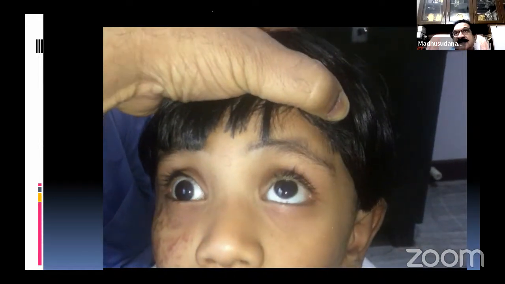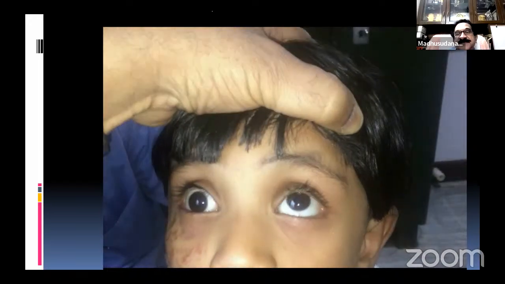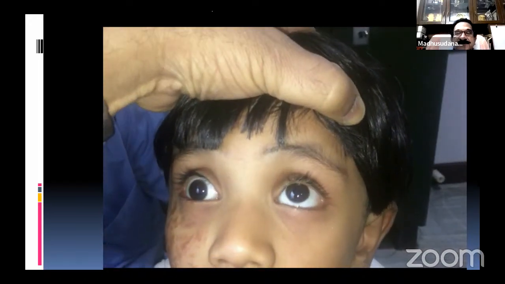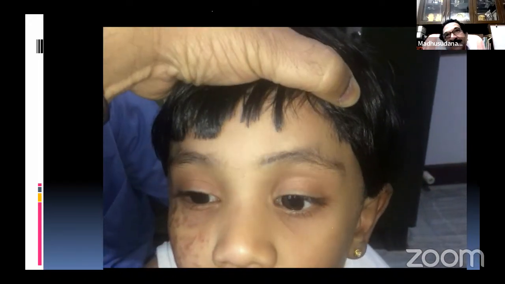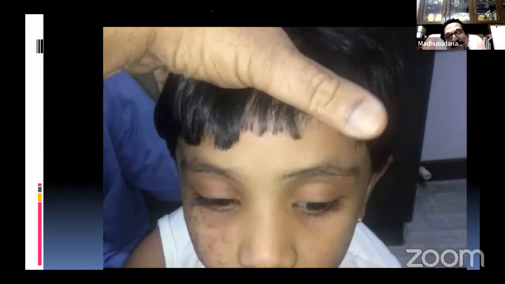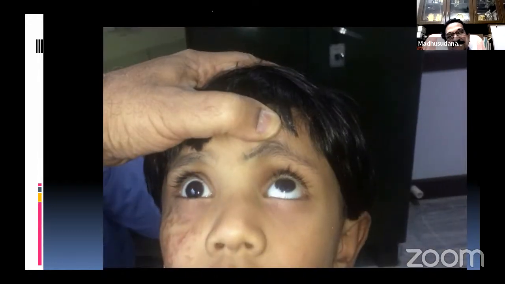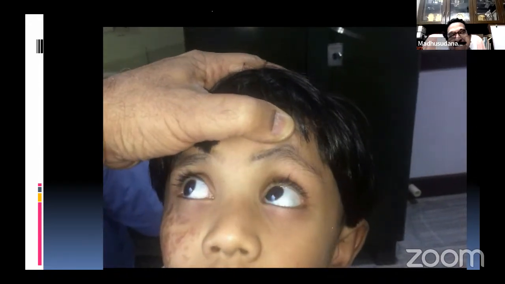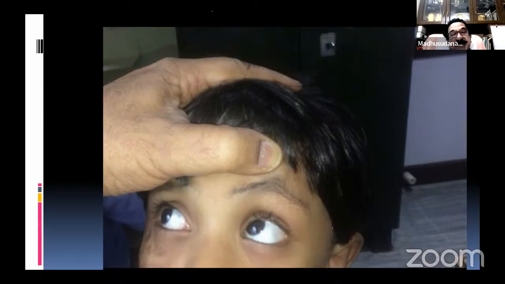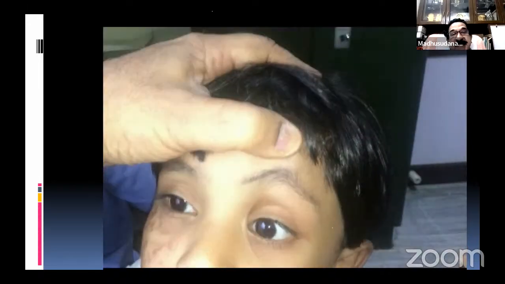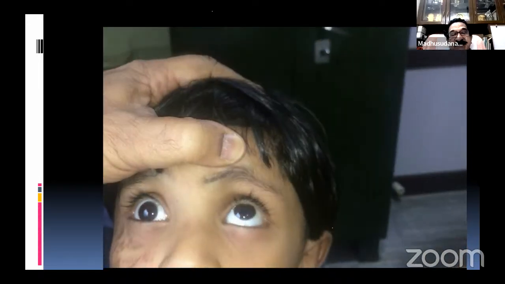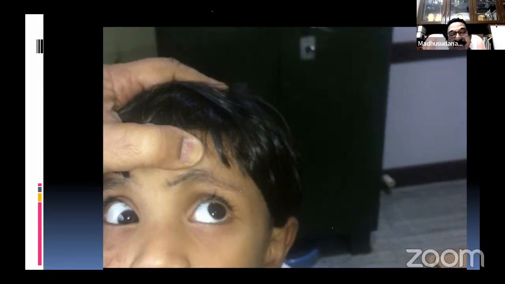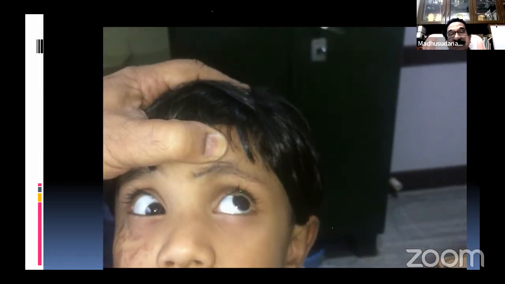That is classical, and that is not what you observed in our patient. Actually, you should have closed one eye to find out whether the eye is moving up or not. This is Brown syndrome. Up and out is okay. Up and inside is affected. Again, in the adducted position you cannot look up.